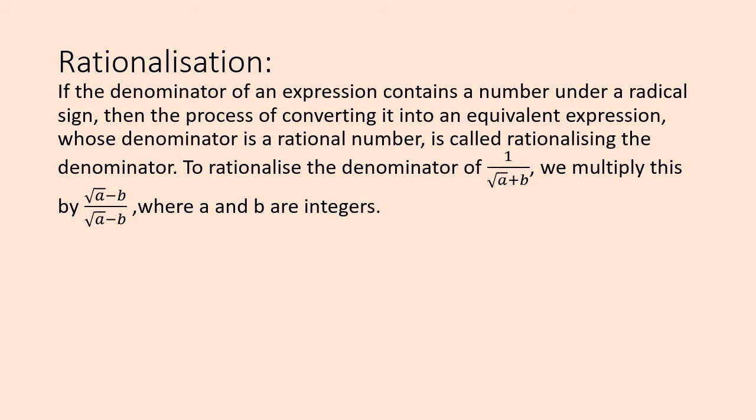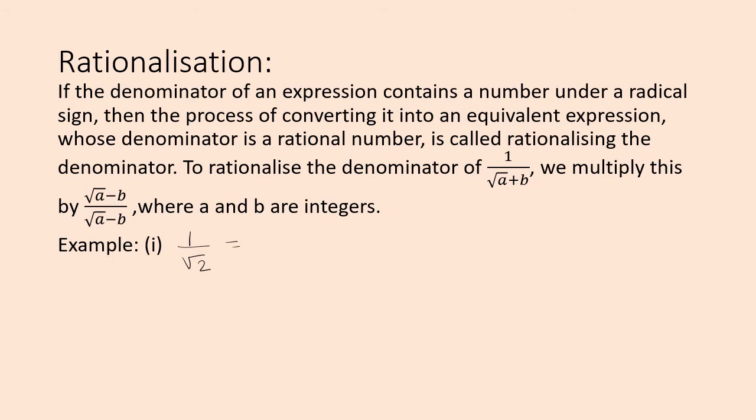So you can make it clearer: if an expression has the denominator as an irrational number or under the radical sign, you have to convert it into an equivalent expression with the denominator a rational number. You can make it clearer by doing the examples. So take example 1, that is 1 upon root 2. Root 2 is an irrational number.